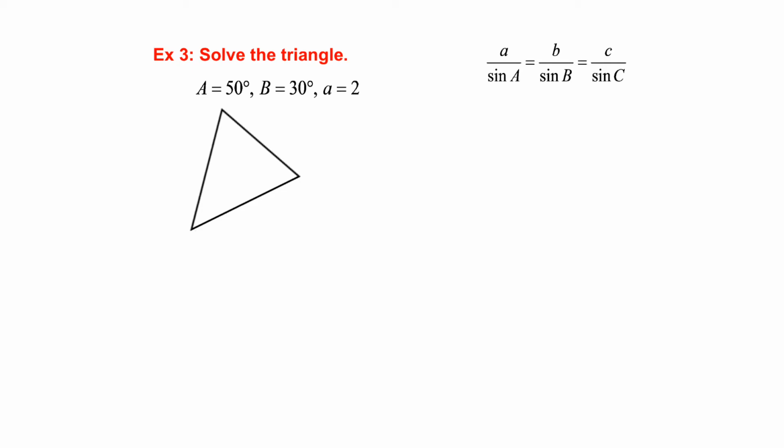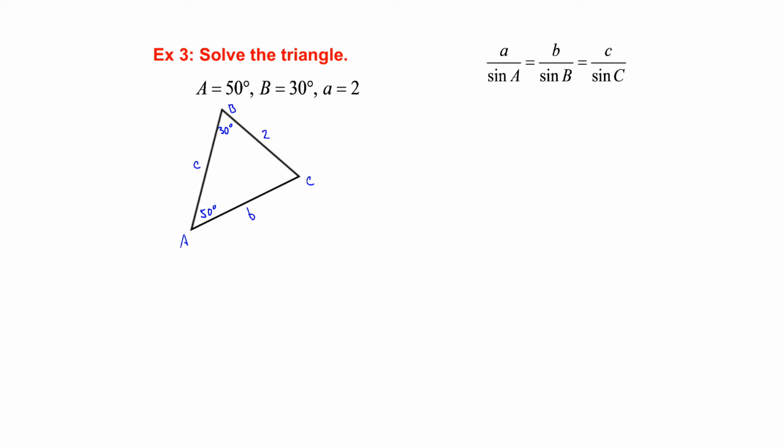So example 3, you see that we're going to solve the triangle. Let's label everything. We'll call this angle A, sorry, angle B and angle C. Angle A is 50 degrees. Angle B is 30 degrees. And side A, which is once again across from angle A, is 2. So that means this side is C and this side is B. So we're missing angle C and side B.